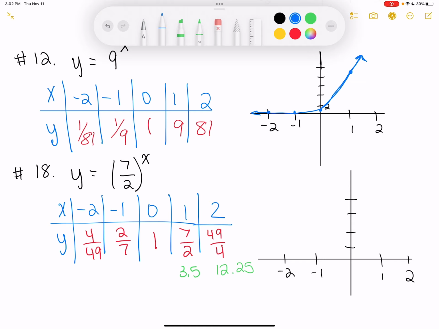So at -2, it's at 4/49, which, again, they're just going to all be close to 0. At -1, still pretty close to 0. At 0, it's at 1. And at 1, it's at 3/2. And you're just connecting the dots. It's like those connect the dot puzzles from when you were little.